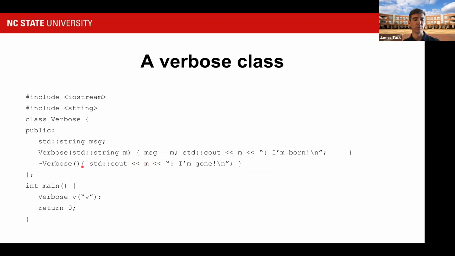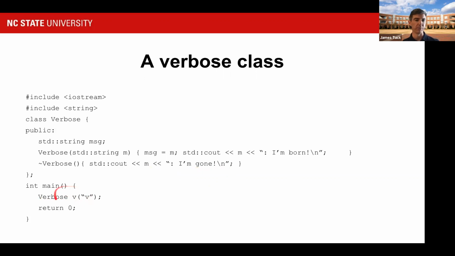And then when the object is destroyed, the destructor will run, and this destructor will just print out, actually this is a bug, this should be message. We'll print out the message followed by I'm gone. Okay, and then when we create this object down here in main, we need to pass in a string so that it'll be constructed properly. In this case, I just pass in the name of the variable as a string, and that way the printouts will tell me about this variable.